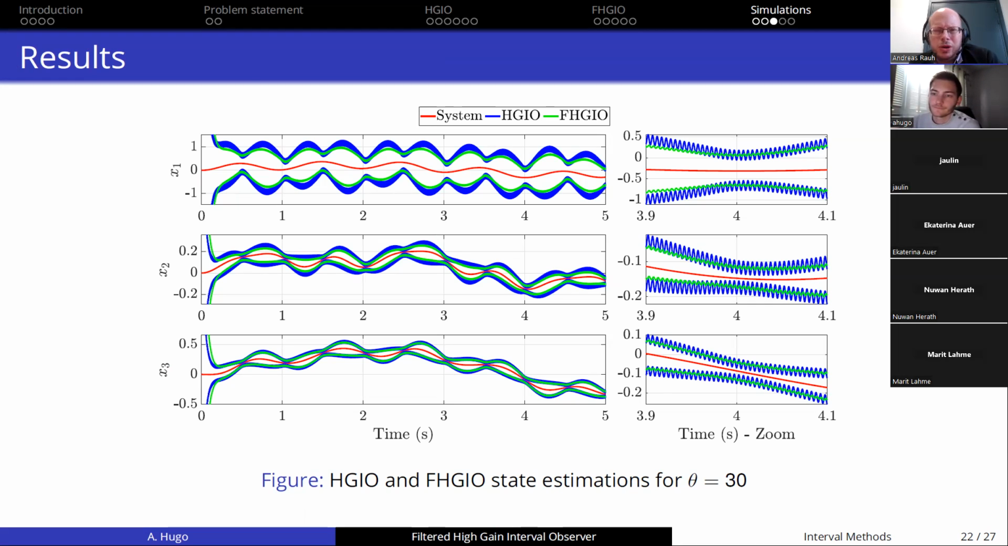The thing that I was wondering is, since the guaranteed enclosure property holds for both types of implementation, would it make sense to run both observers in parallel and intersect at each point in time?